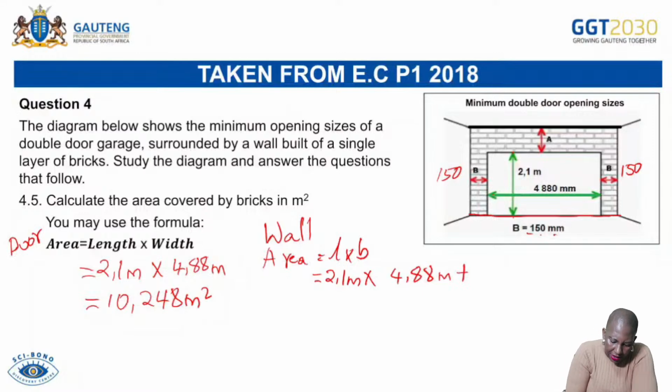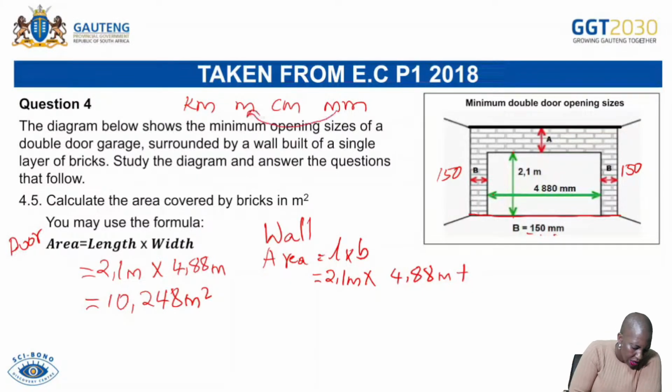For the 300 millimeters, I will always take you back to kilometers, meters, centimeters, and millimeters. Now we have to convert the 300 millimeters to meters. We just divide the 300 millimeters by what? We convert it to meters by dividing it by 1,000, and then our answer will be 0,3.